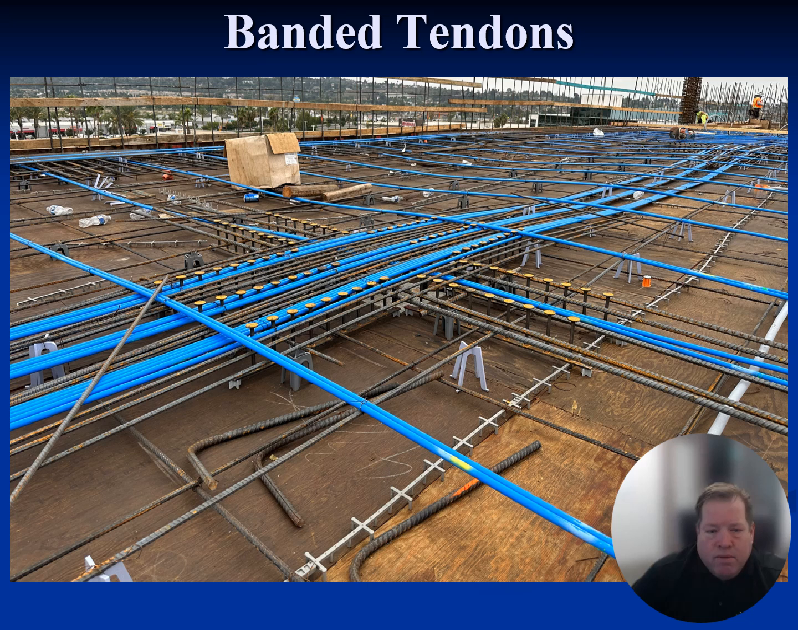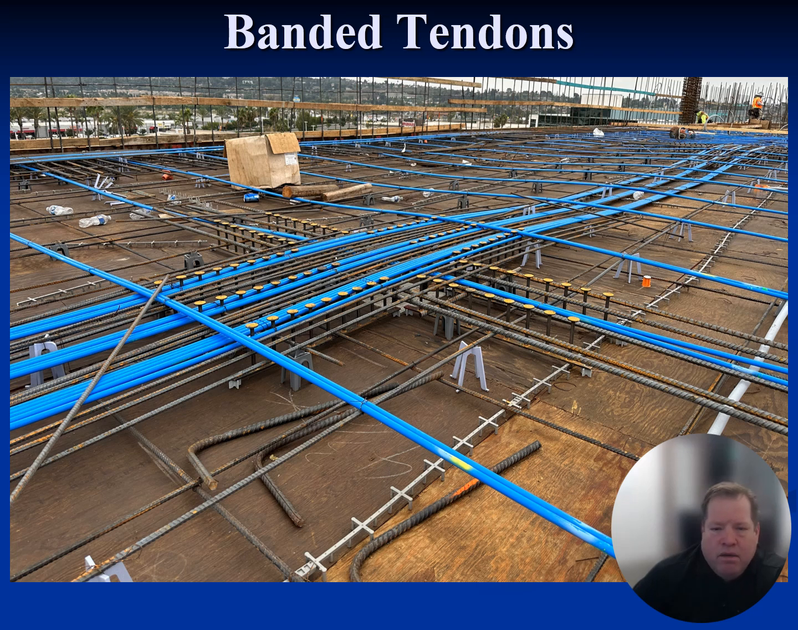This is a close-up photograph of the banded tendons. Hopefully you can see there is a group of 5, 5, and 5 here, typically about 9 to 12 inches between the groups. There is a column right here. I apologize, it's kind of hard to see, but there is a column right there. We have stud rails for punching shear reinforcement. But this is the banded tendons.